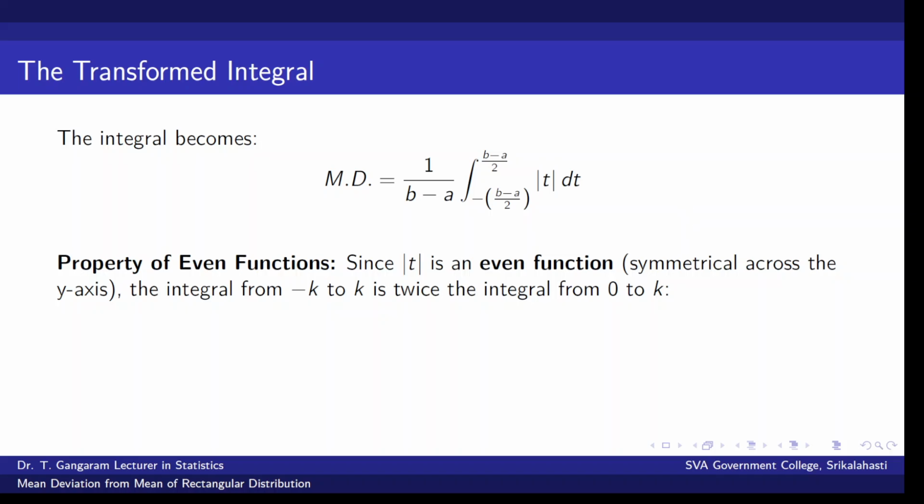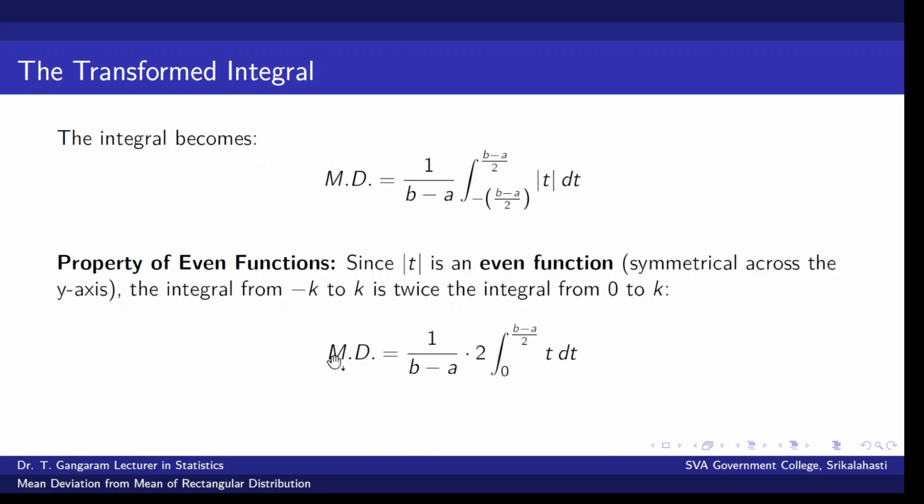Property of even functions. Since modulus of t is an even function, it is symmetrical across the y-axis. The integral from minus k to plus k is twice the integral from 0 to k. The integrals from 0 to k and 0 to minus k are equal, so we can write minus k to plus k as 2 times 0 to k.